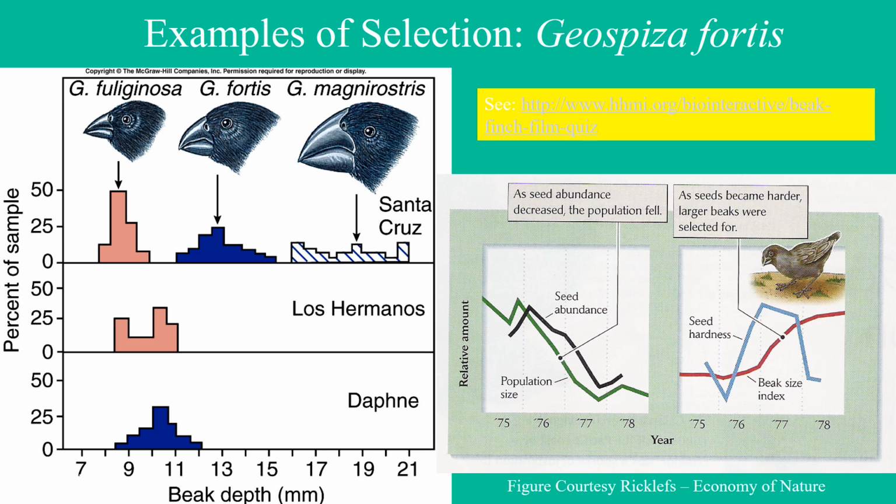And as the seeds became larger and harder, that's then selected for bigger beaks. Only the birds with big beaks could pass on their genes to the next generation, and their beak size increased by more than 1 millimeter during a 2-year period of time. So rapid evolutionary selection because of a change in food availability.